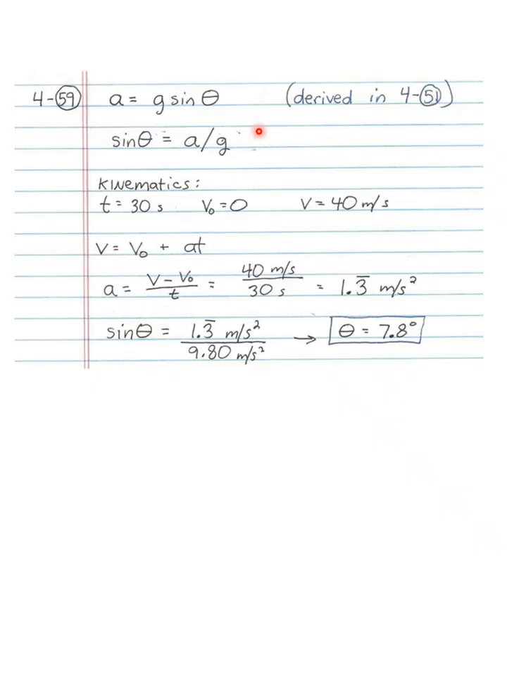So let's think about the kinematics. It says a time of 30 seconds, starting at rest, so v naught is 0. Final v is 40 meters per second. So we're going to solve for acceleration. Acceleration is v minus v naught over t. 40 meters per second minus 0 over 30 seconds. And that gives an acceleration of 1.3 repeating meters per second squared. We're going to now plug that into the sine equation. So sine theta is a over g. And we'll do 1.3 repeating divided by 9.80. We're going to take the arc sine of that, and we get 7.8 degrees.